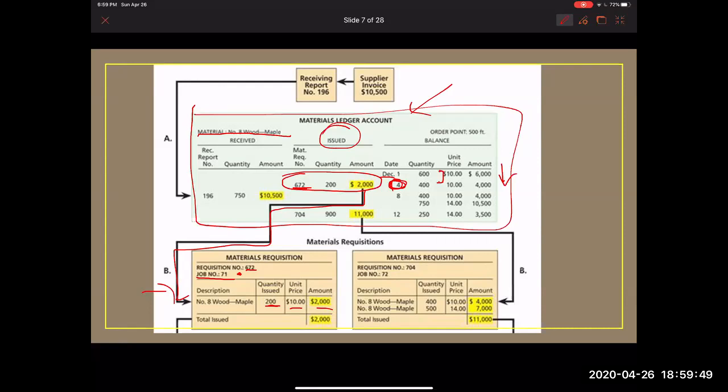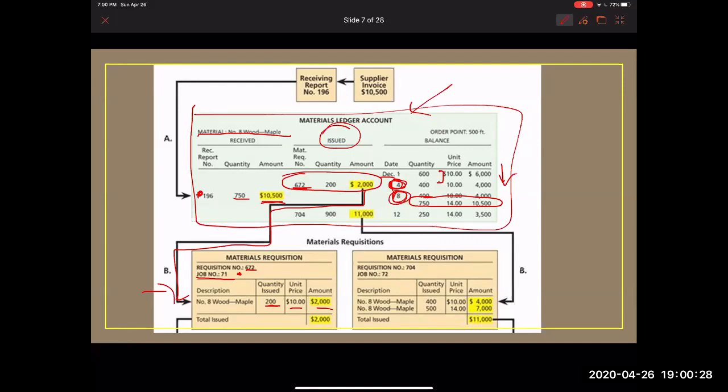Now, let's look at December 8th, okay? December 8th represents, we have about 400 pallets of maple wood left in stock, right? Once the 200 was depleted. But then we have this new little line, right? 750 pallets at $14, right? So you're like, okay, where does that come from? Or you're trying to connect the dots. Well, here it is, right? Here's the 750 quantity and here's the amount, right? And we're putting that into inventory.